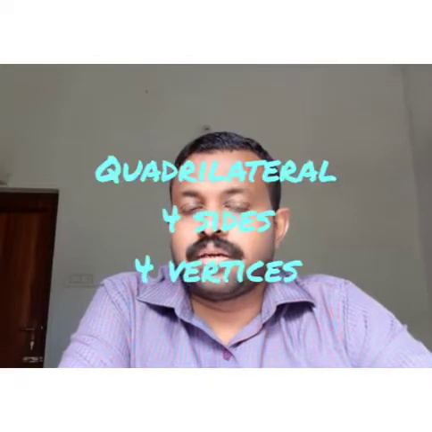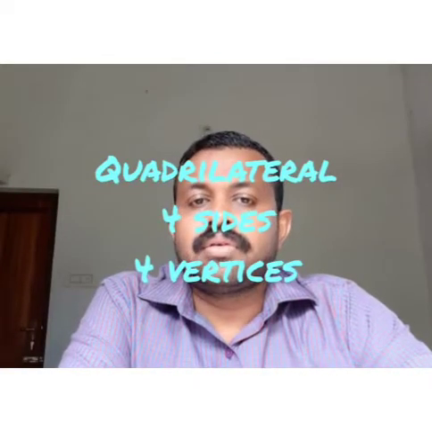Quadrilateral, you know how many sides? Four sides. So four sides and four vertices for a quadrilateral. So if you have four dots, you can complete a quadrilateral. What about the figures having 5 or 6 sides?